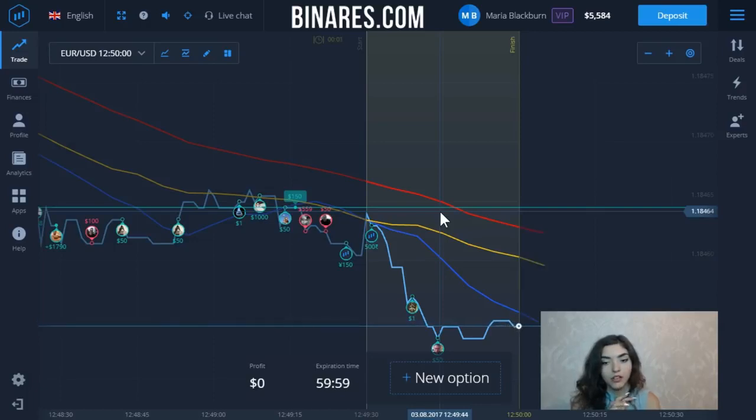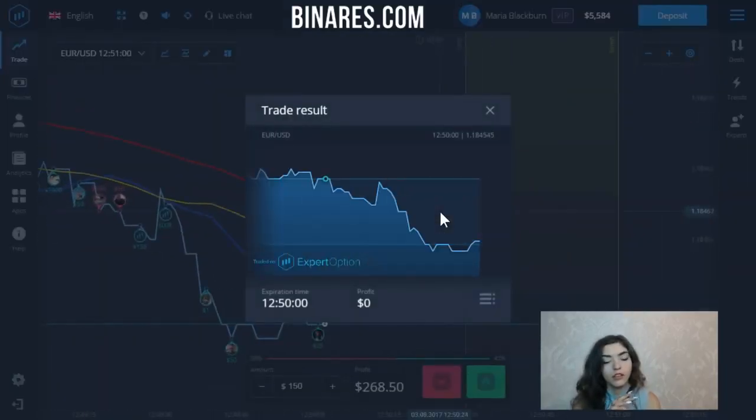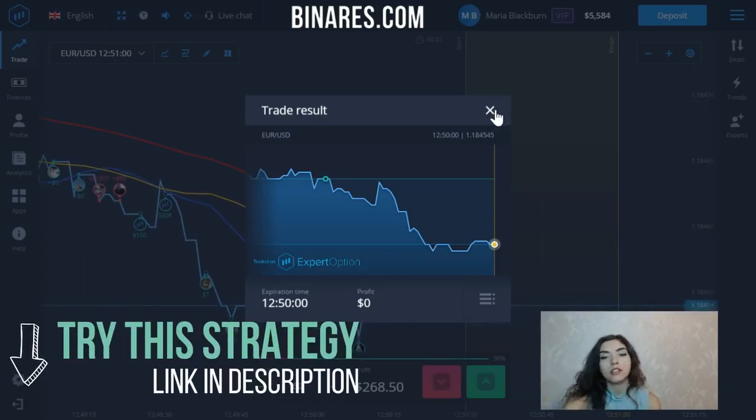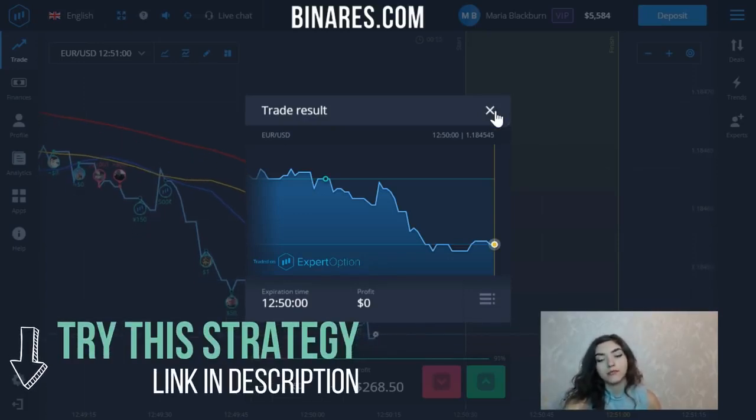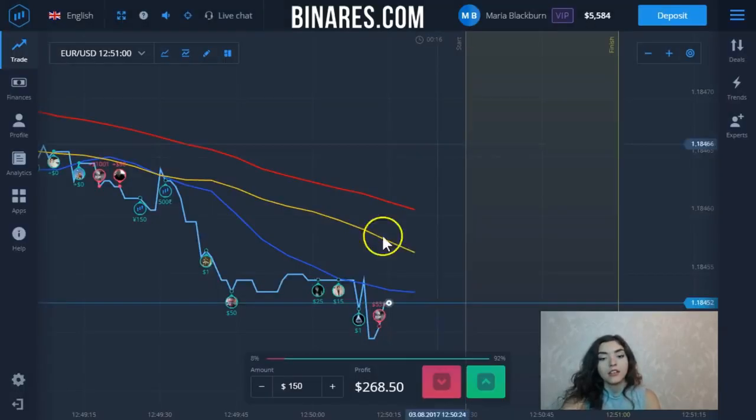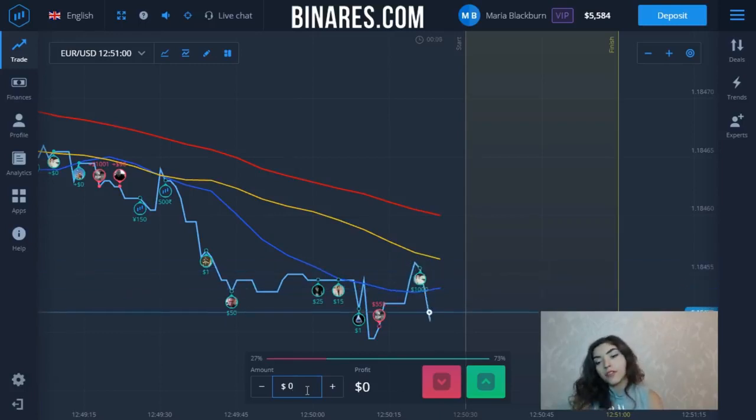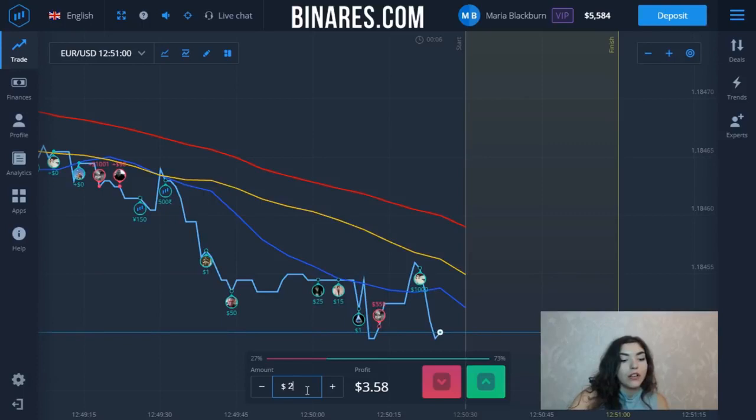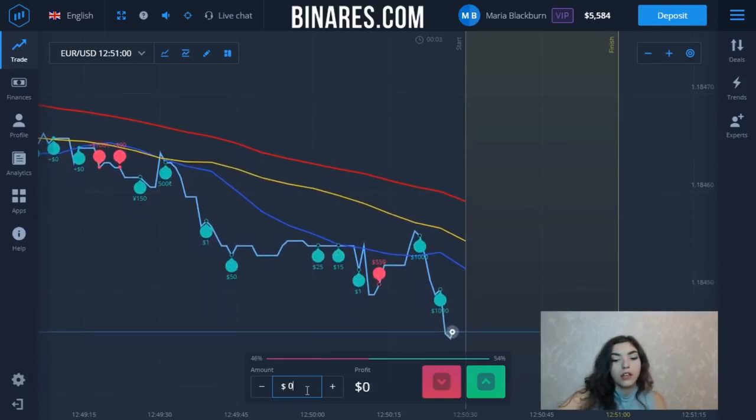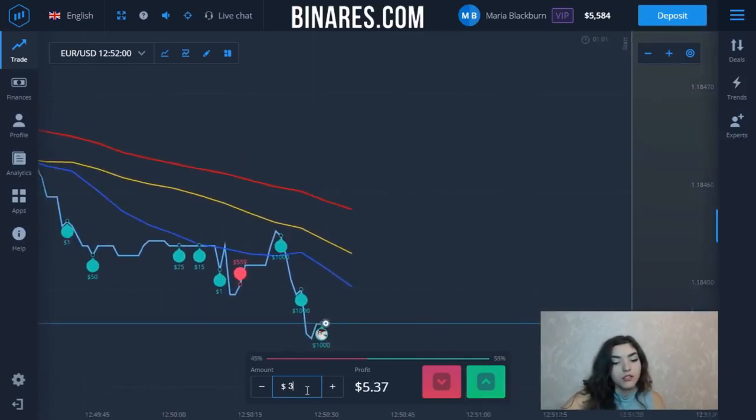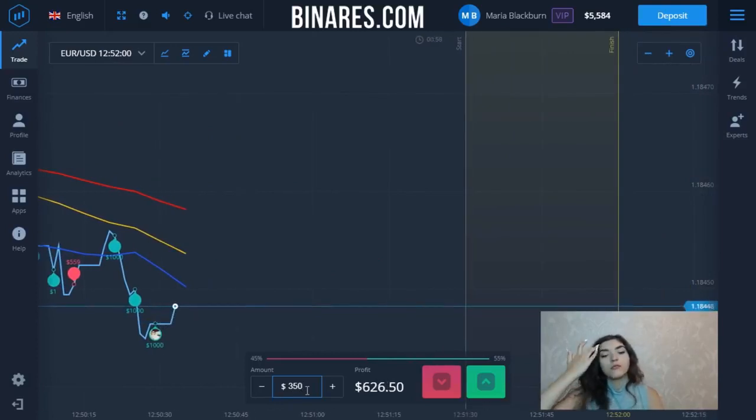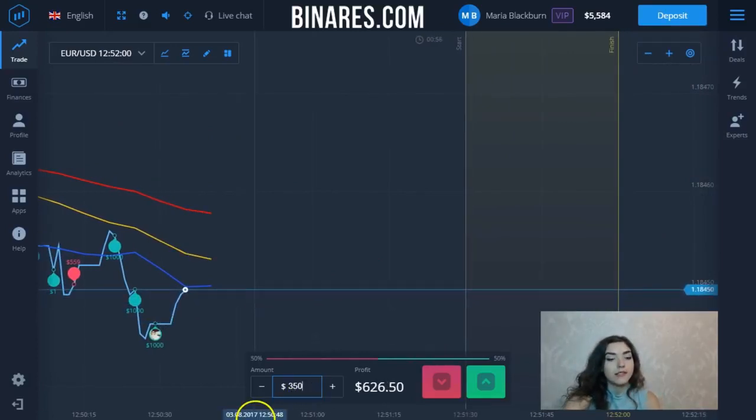Okay, right now we got an unsuccessful trade, so it happens. Each trader has to know that sometimes we have an unsuccessful trade. So the only thing that we have to do is remember that we can win it back. So the next deal will be bigger than the previous one. So $350 will be my next investment.